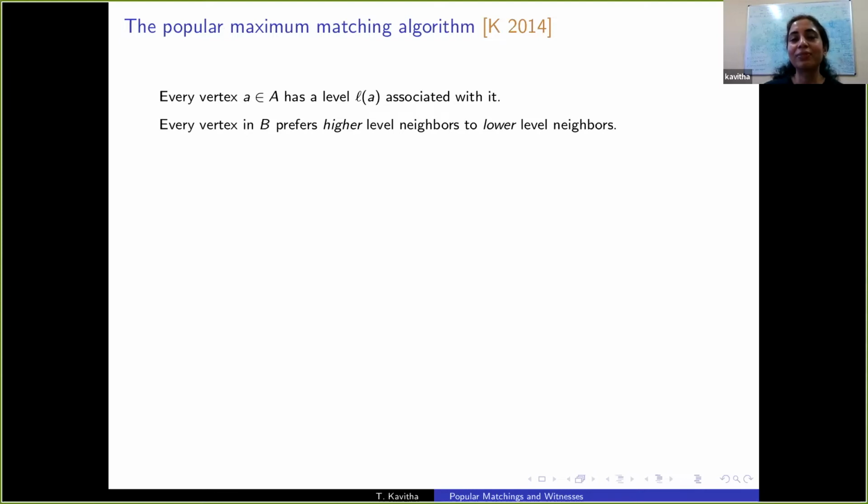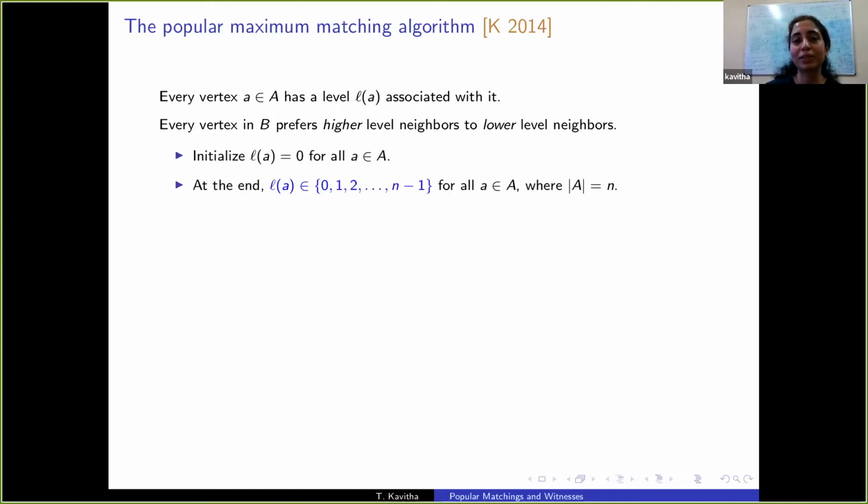Every vertex has a level associated with it. Every agent, so let me stick to the same notation. Let's call them maybe agents and objects, but that is not fair here because vertices in B also have preferences and votes. So let's just go around calling them vertices in A and vertices in B. Every vertex in A has a level L of A associated with it, and every vertex in B prefers higher level neighbors to lower level neighbors.